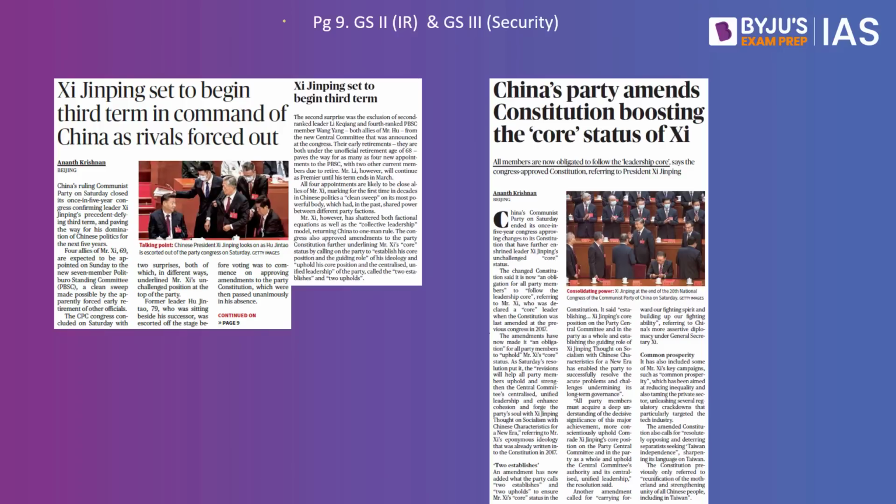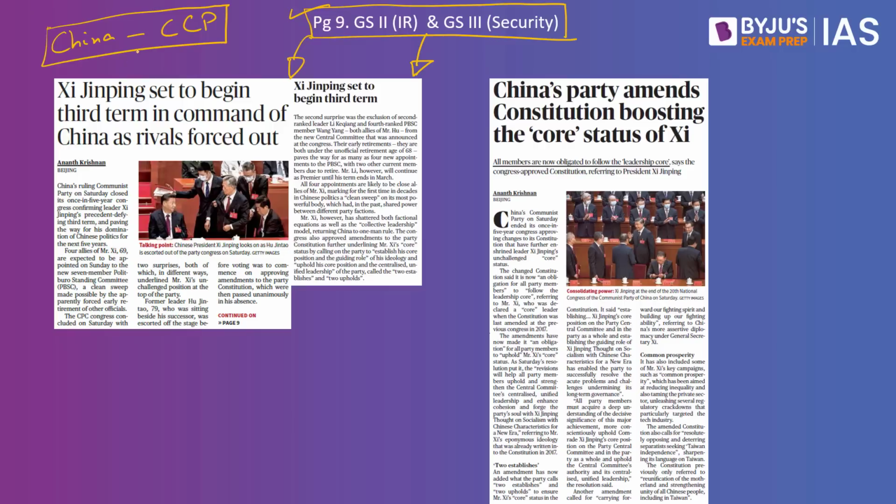Now, coming to the last part of today's discussion, we have an important update on page number 9 with regard to China. Over the last several weeks, we have repeatedly spoken about the importance of the National Congress or the Party Congress of the Chinese Communist Party, which was held recently in China. This Party Congress of the Chinese Communist Party has concluded, and as we had discussed, Xi Jinping is all set to begin his third term as the President of China by virtue of being the General Secretary of the Chinese Communist Party.